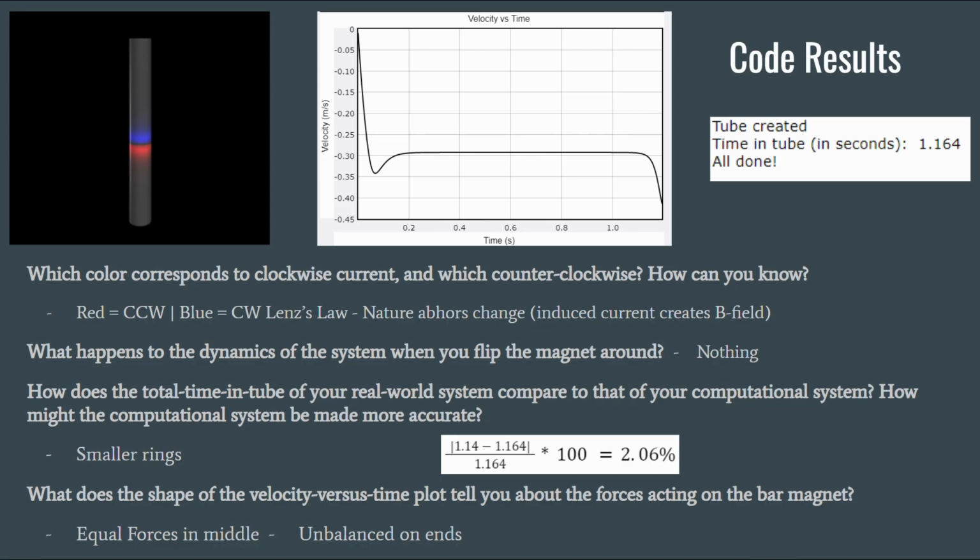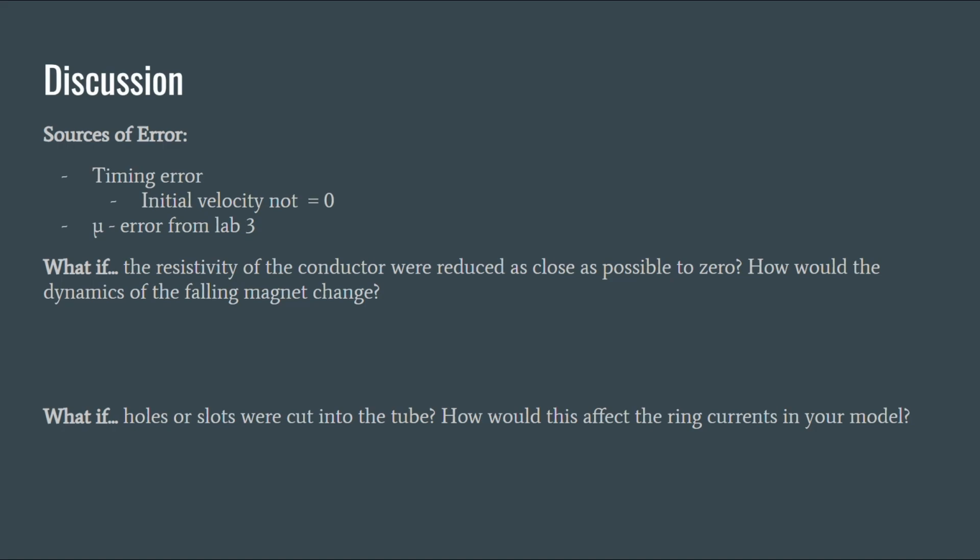What does the shape of the velocity versus time plot tell you about the forces acting on the bar magnet? Well, on either end, there is acceleration, because that means that the forces are unbalanced, which would mean that the gravitational force is more powerful than the magnetic force there, pushing up. But in the middle, where it is flat, there's no acceleration, so the forces are equal, where the gravitational force equals the magnetic force.